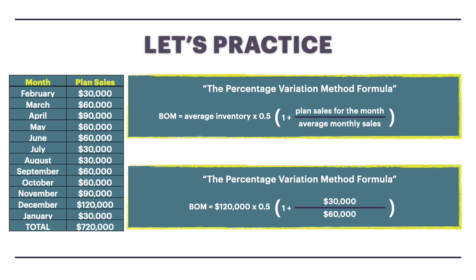So let's practice. We're referencing back to the basic inventory formula and pulling out average inventory and our average monthly sales. We're referring to the table as well on this slide for our planned sales for the month. Okay, so let's plug in our data. We know that planned sales for the month is $30,000. We also know that average monthly sales is $60,000. And we know that our average inventory is $120,000.